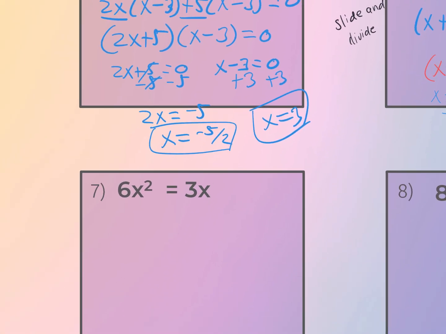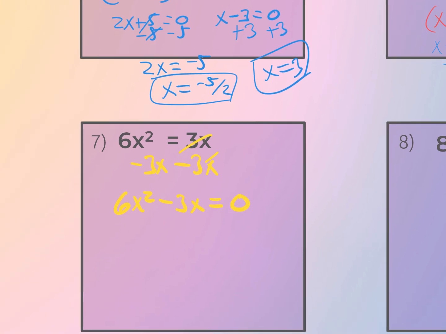All right, so let's try number 7 now. First thing we always want to check is everything on the same side of the equation. In this one, no, it's not. We want to get everything on one side of the equation. So let's move this 3x to the other side. Let's subtract 3x. And then we should get 6x squared minus 3x equals 0. And then we want to take out a GCF. Let's take out a 3x. And then we're left with 2x minus 1 equals 0.